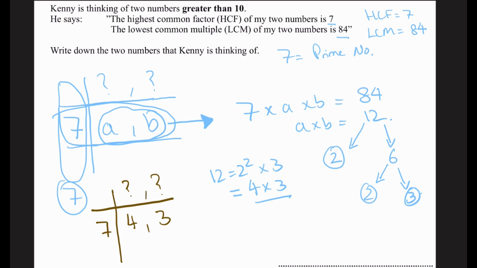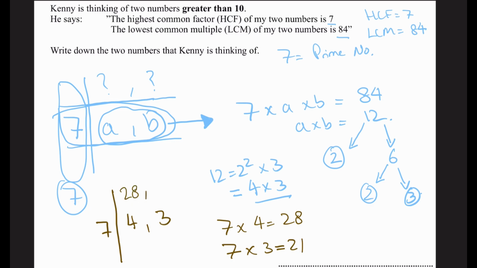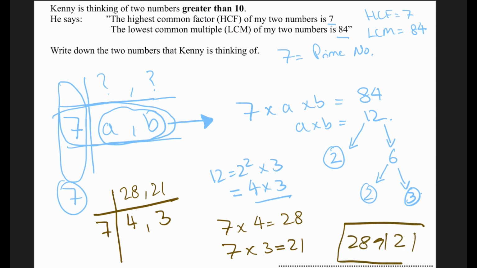So how do we get back to these question marks up here? We just have to do the opposite. So now we just do 4 times 7. This gets us 28. And we just do 7 times 3, which equals 21. Which means the question marks up here were 28 and 21. That is our final answer.